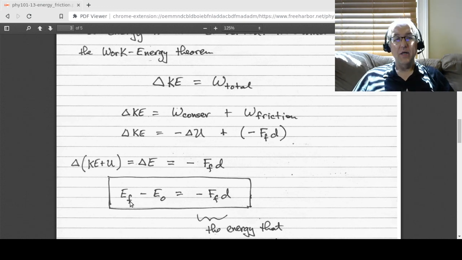I say disappears in quotes because it's really becoming heat energy, but we don't know about that right now. So the final energy minus the initial energy is going to equal the work due to friction, and that work due to friction is negative. It means the friction takes away energy from the system. So this is the formula we're going to use.